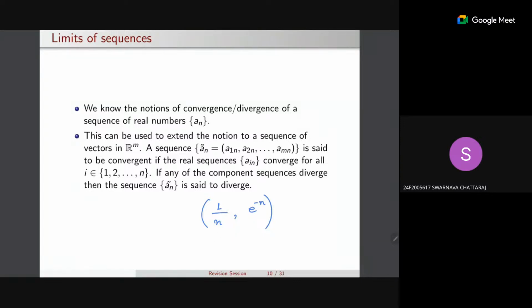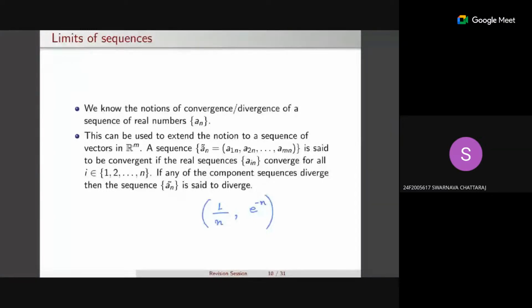Sure. Now this is a sequence in R2, right? At every n, you have two real numbers. So this is what it means to be a sequence in R2. More generally in Rm, a sequence means at every positive integer, you have a vector in Rm, or a set of m real numbers. Now, what does it mean for a sequence of vectors to converge? Each of the components have to converge. Even if one of them does not, then it is not a convergent sequence.